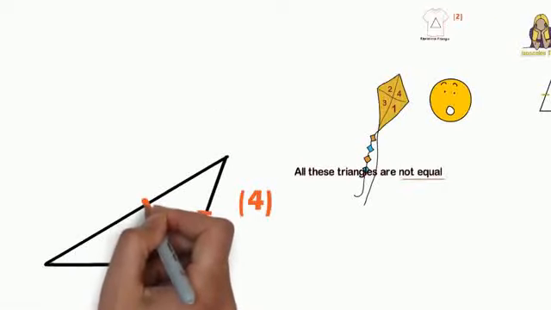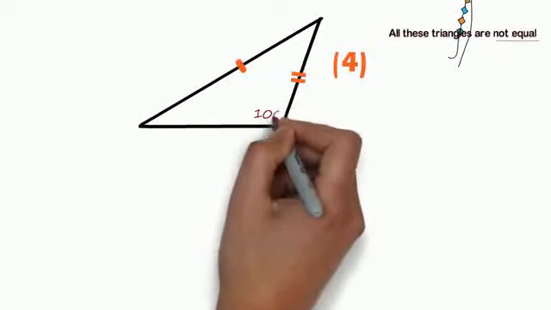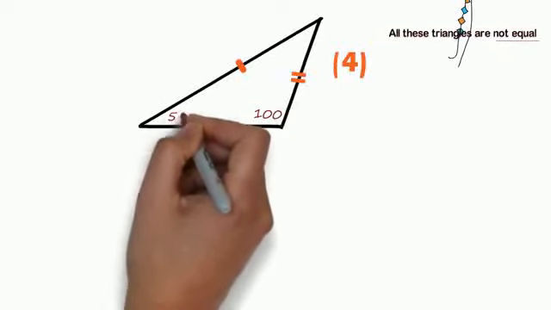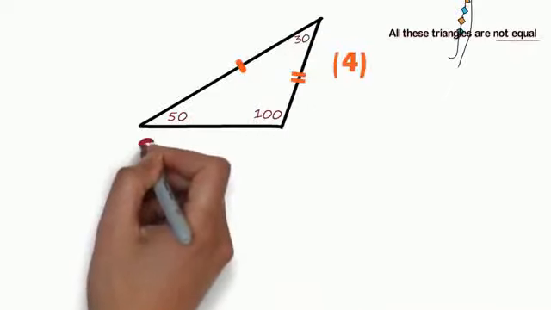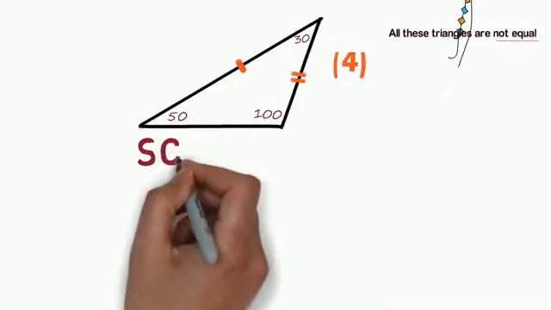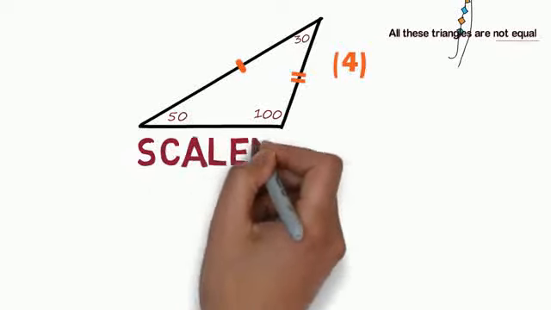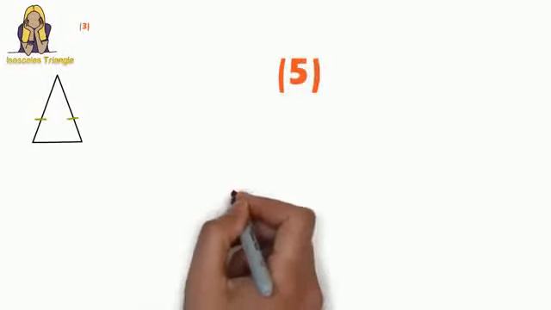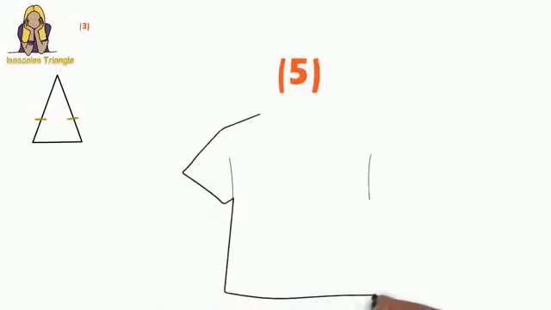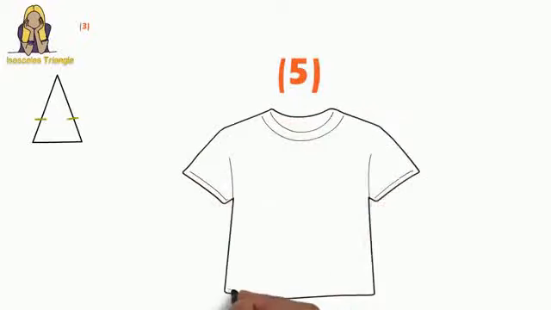Anyway, all these triangles are not equal, if you have noticed. So it means there are certain triangles that are not equal. And the triangle that we are drawing there is what we call a scalene triangle. We have 50 degrees, 100 degrees, and 30 degrees. The degrees are not equal, the sides are not equal, creating a scalene triangle. A scalene triangle is one that is not equal. We move on to number 5.